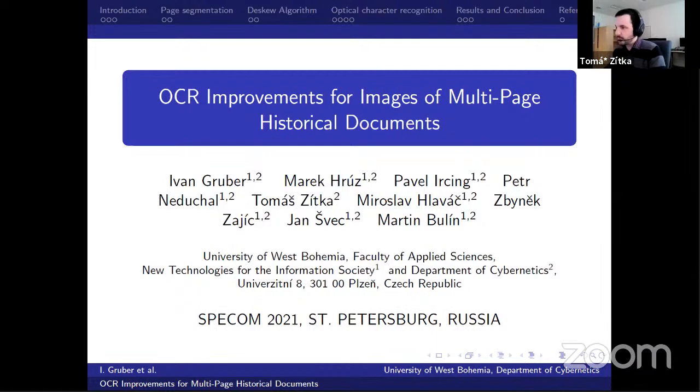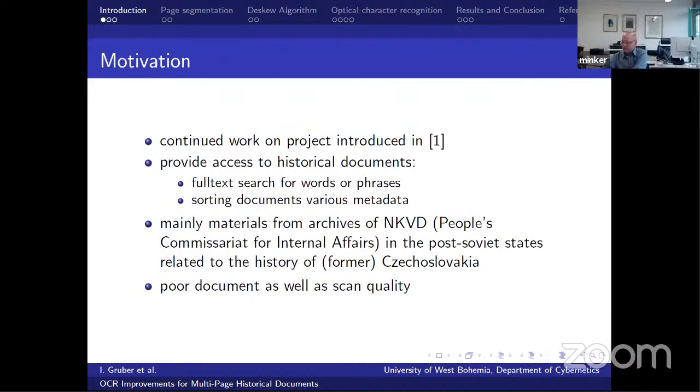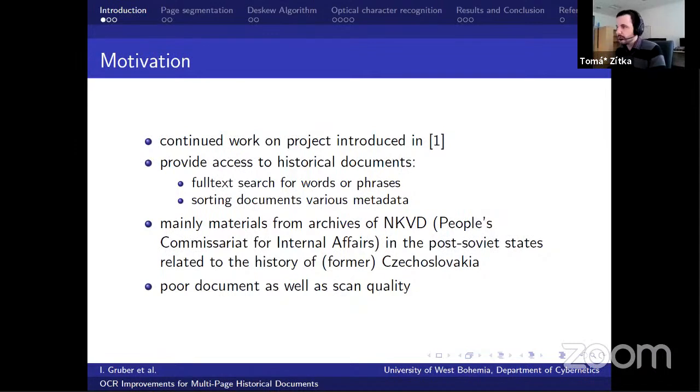Good afternoon. My name is Tomáš Zitka, and I will present our work on OCR improvements for images of multi-page historical documents. Our work is a continuation of a project that was introduced at this conference last year. This project concerns itself with providing access to historical documents from archives of the NKVD in post-Soviet states. These archives are usually related to the history of former Czechoslovakia. That's why we in Pilsen are interested in this problem. The main issues in this task are the poor quality of the documents as well as scans, and multiple languages like Russian, Ukrainian, and Czech in these documents.